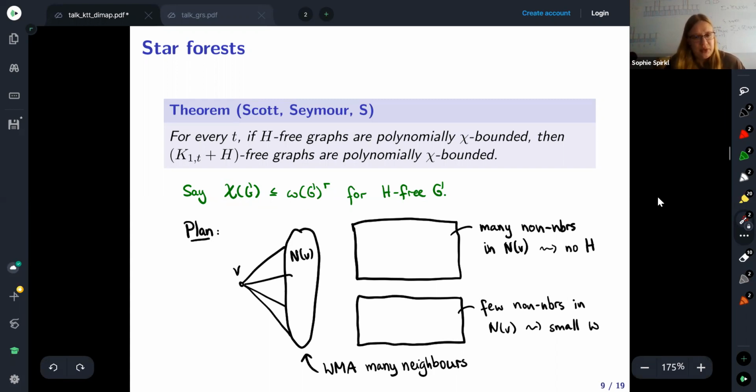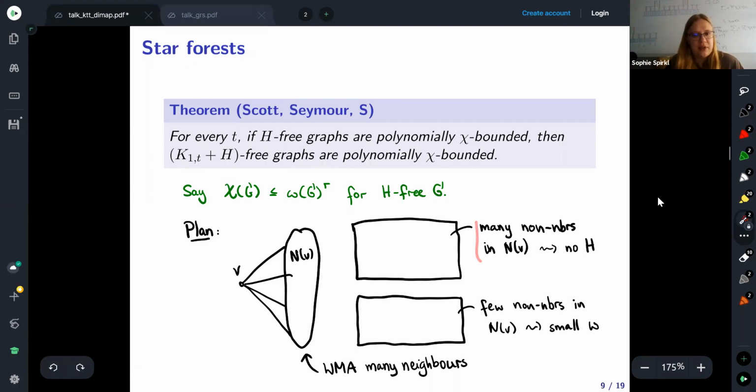And then our plan is to do the following. We look at a vertex with many neighbors, which we can assume exists because of degree is bounded by chromatic number. And then we partition the non-neighbors of V into 2 kinds of vertices, the ones that have many non-neighbors among the neighbors of V. And, if somebody has many non-neighbors in here, then those non-neighbors contain a stable set of size T, and so you would hope to find a star with no neighbors here. That's not quite precise, but that's the rough idea.